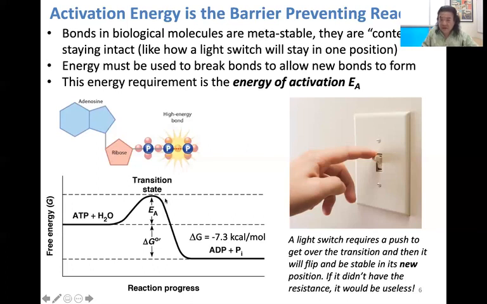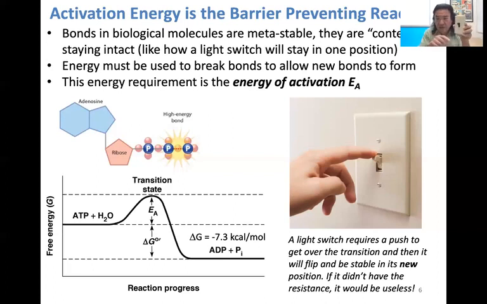So this transition state is really important. One way to think about it is kind of like a light switch. You have to put energy into something in order to overcome this barrier of activation, or the E sub A. So here's a light switch. I think we all know what a light switch is. It's not like any of you are like, wow, what is that? This is like really advanced cellular biology stuff.